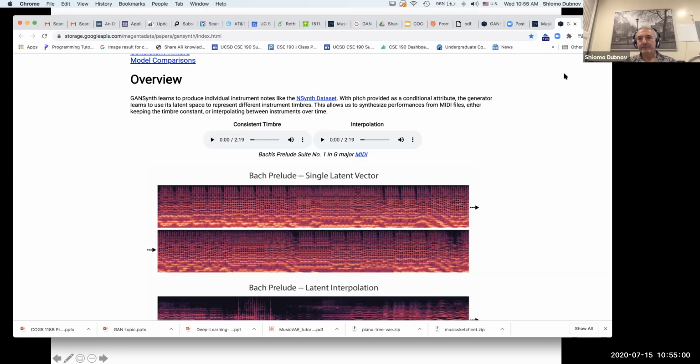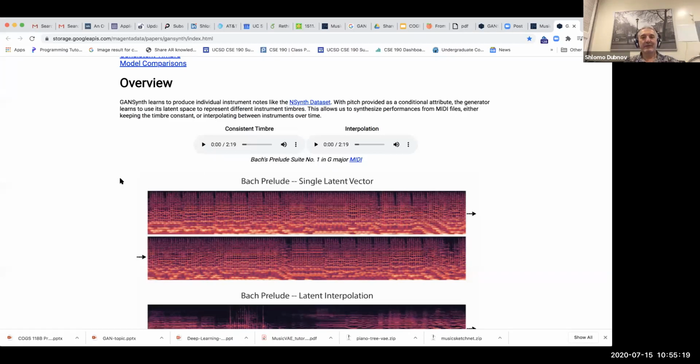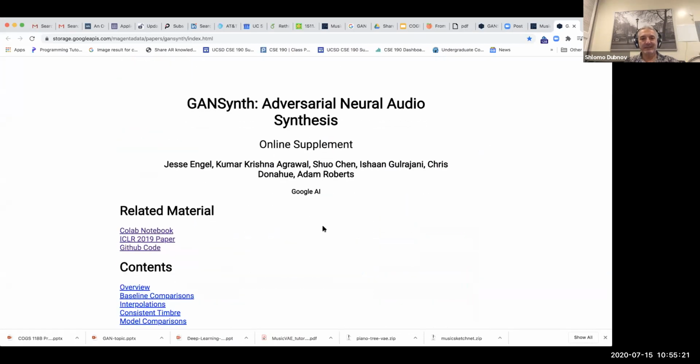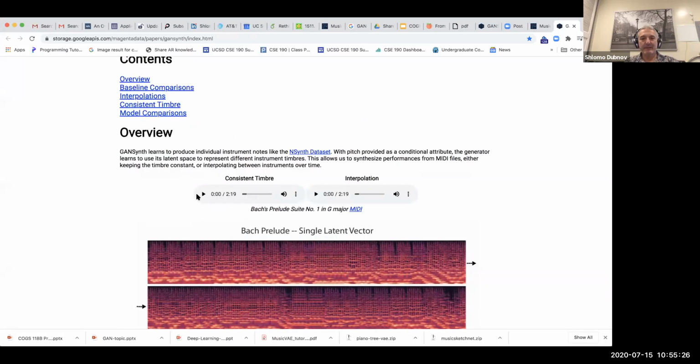So let me make sure that I'm sharing, okay, I hope I shared. I don't know if I'm sharing this one. I guess I'm not. Okay, you should have shouted and told me. So this is the GANs paper. This is the example I was going to show. Check out the links. So here's the consistent timbre. Just let me see if I'm doing the sharing with sound. Yes.